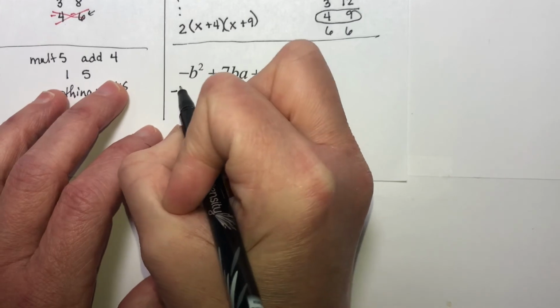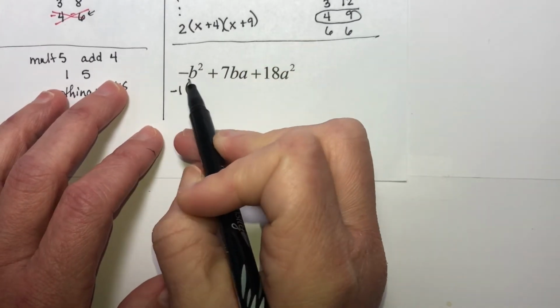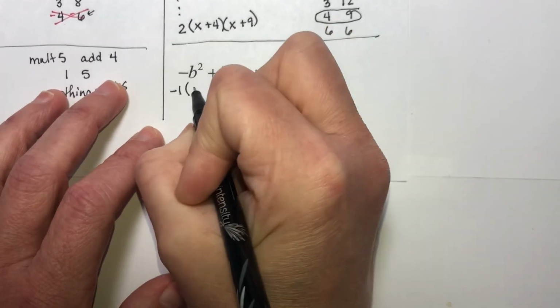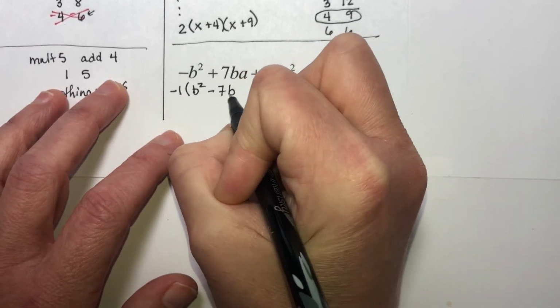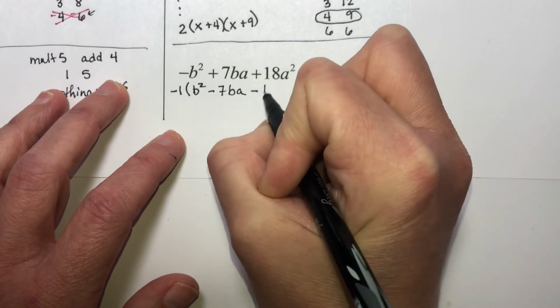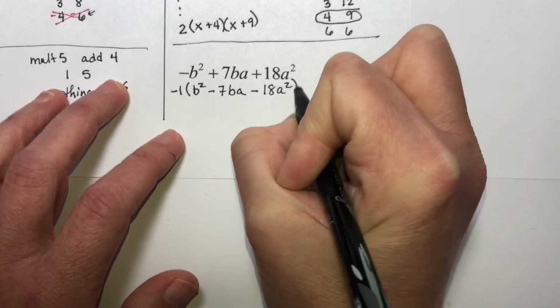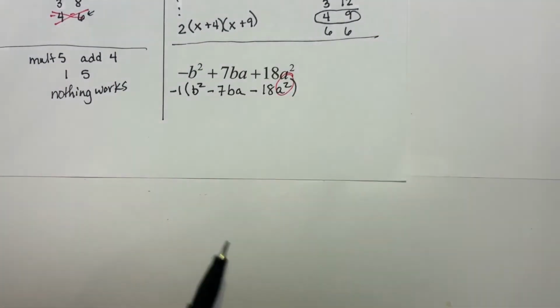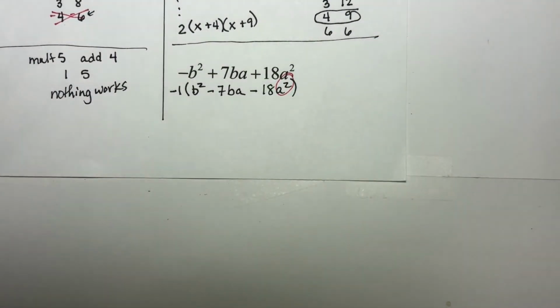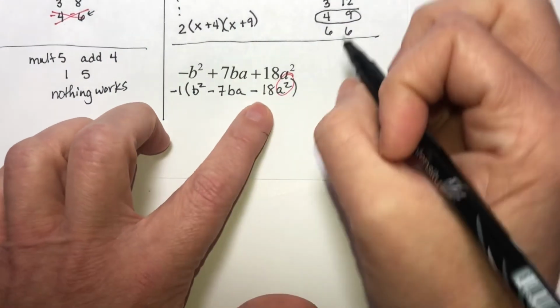So I'm going to factor out this -1, and what this does is it changes all of the signs in here. B squared, it's now minus 7ba minus 18a squared. I'm going to go ahead and circle this extra variable in here to help me remember it. Okay, we factored out a -1, but we often just say we factored out a negative because mathematicians are lazy, and if there's a way we can shorten things, we do.